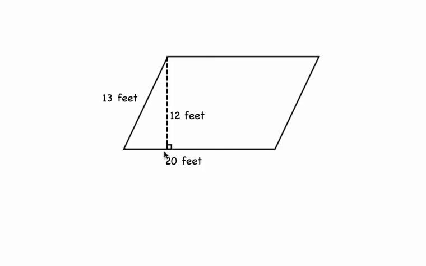Now, the 13 is at a slant, but we call this a slant height. That is not what we need to use in determining the area. We use the height, which is perpendicular. We notice this is perpendicular because it's got the right angle marker here. So we're going to multiply 12 times 20, which is 240 square feet.